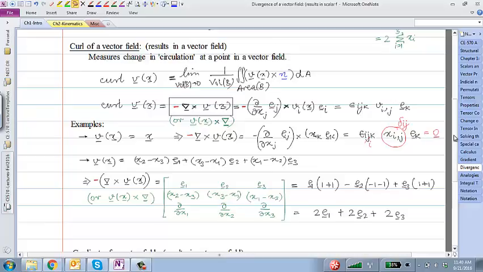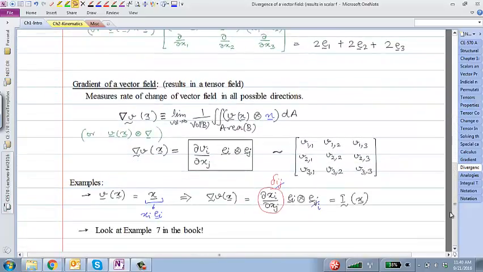And finally, we looked at the gradient of a vector field, which, as I said, would produce a tensor field. So we had a gradient of a scalar field, which produced a vector field. If you take the gradient of that vector field, you'll get a tensor field. Okay? And we looked at this example of the vector field of X that produced a tensor field of identity.